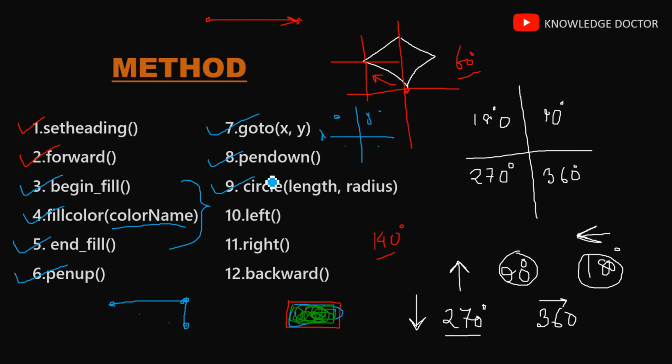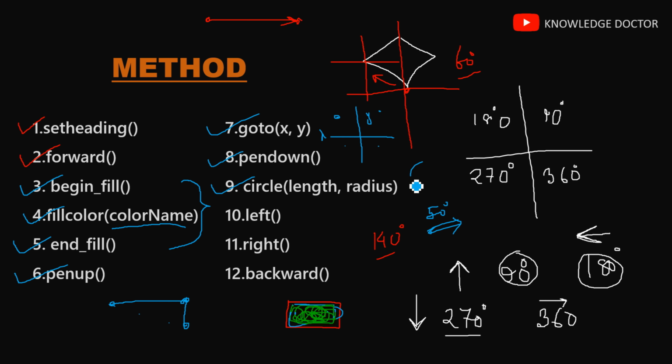And the ninth one is called circle. It will take the length and the radius. By default, it will take the radius. So if I pass here, let's say 50, it will draw a circle with a radius of 50, this kind of. Okay, and length is the length of this circle.